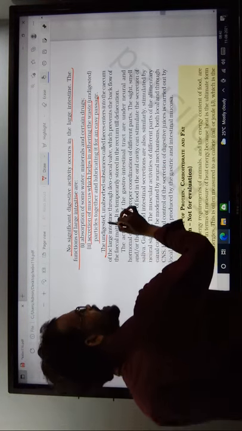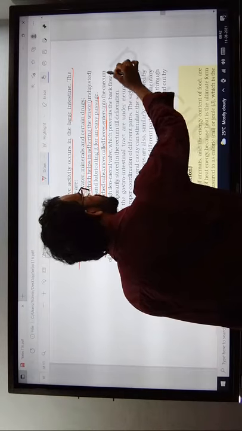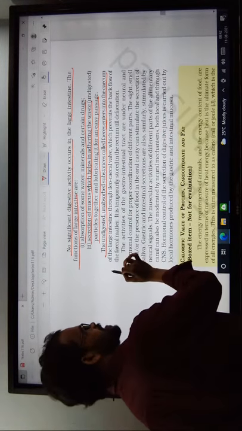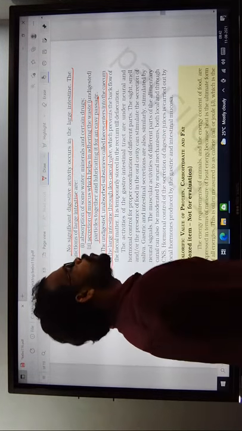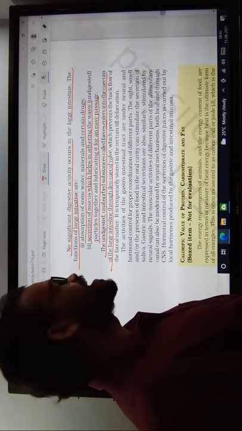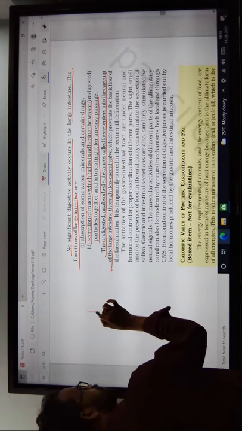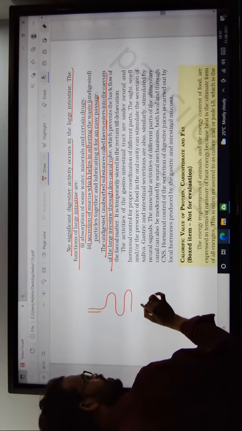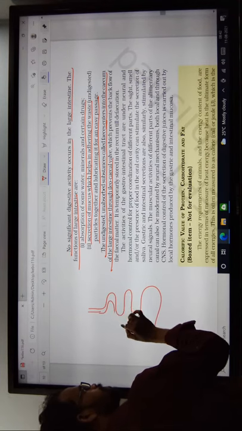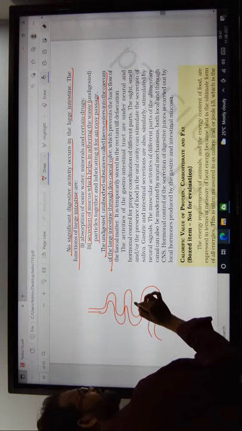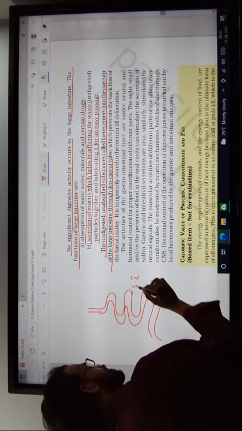Next one, the undigested food is called feces and enters into the fecal materials. Feces enter the large intestine through the ileocecal valve. What is the name? Ileocecal valve. For example, you can indicate what the ileocecal valve is. It is at the small intestine. It is indicated at the small intestine.